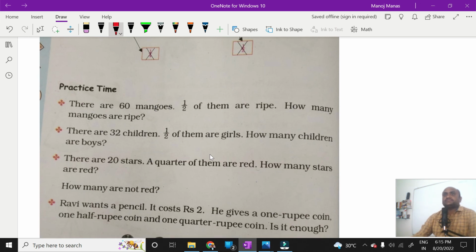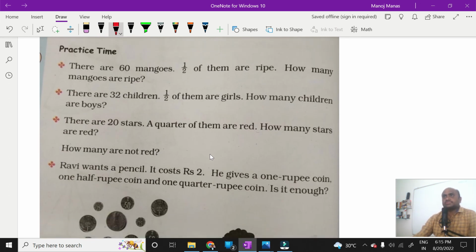Next, practice time. There are 60 mangoes, half of them are ripe. How many mangoes are ripe? He only mentioned half of them are ripe, so he's asking how many mangoes are ripe, means don't say half. Okay, so answer is 30. Out of 60, half is 30. 1 by 2 into 60. There are 32 children, 1 by 2 of them are girls. How many children are boys? Okay, again 1 by 2 of 32, 16 are boys.